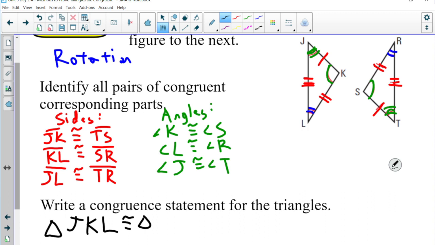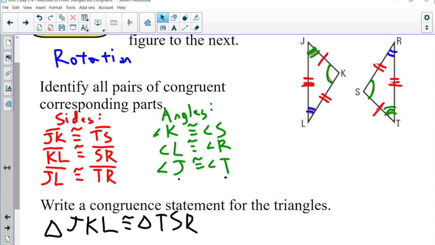So J, K, L, the easiest way is to look at the angles. What did I match J up with? T. So because J went first, T is going to go first. Because K went second, what's going to go second? S. And because L went last, guess what? R is going to go last. So triangle JKL is congruent to triangle TSR.